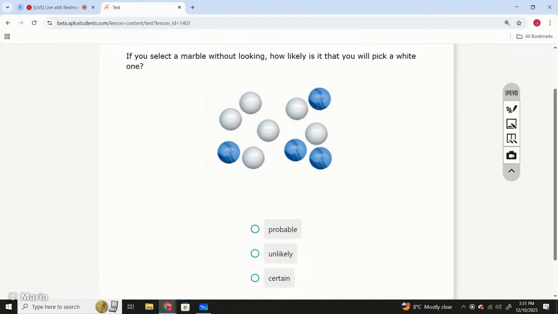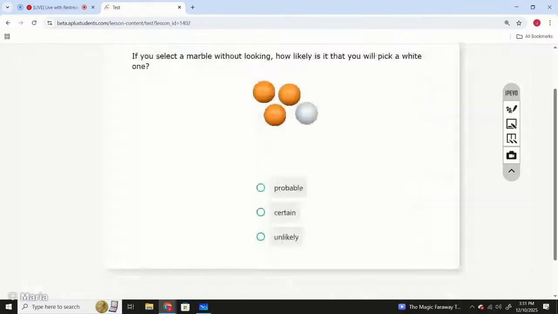If you select a marble without looking, how likely is that you will pick a white one? So we have one, two, three, four, five, six of the marbles that are white and four of them are blue. So how likely is that you're going to pick the white one, because we have more white than blue? So it is probable to select the white one, right? The correct option is probable.